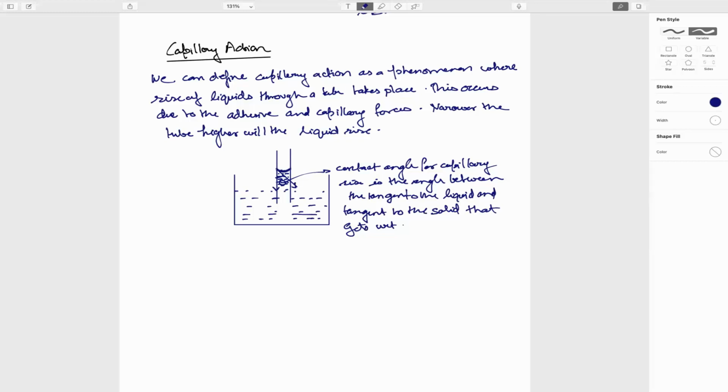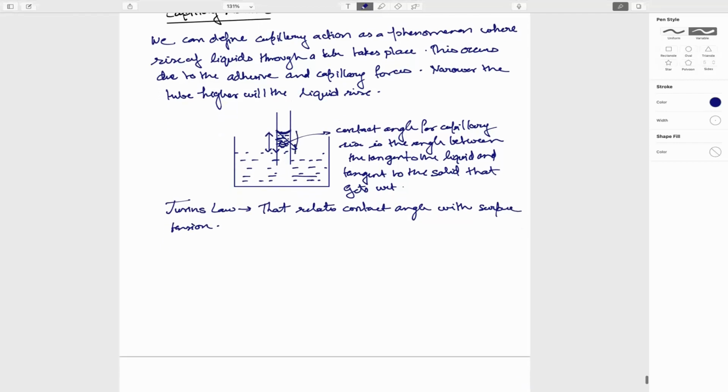Okay. So why is this rising? First we will derive this formula that relates the surface tension with this contact angle, and we also call this Jurin's law. That relates contact angle with surface tension. So consider that there is a rise. So this is the surface, and there is a rise in height of this meniscus, that is h.